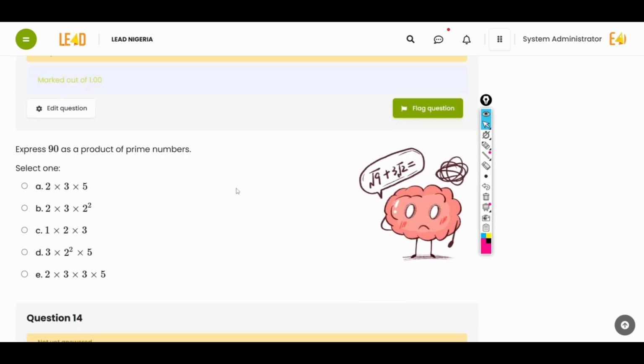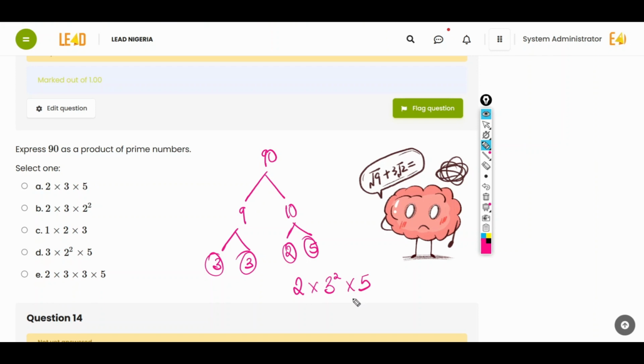Express 90 as a product of prime numbers. Okay, let's do that. So 90 would just be 9 times 10. 9 splits up to 3 times 3. 10 splits up to 2 times 5. And these are all prime numbers, so we're good. So it is 2 times 3 raised to the power of 2 times 5. That's option E. 2 times 3 times 3 times 5.